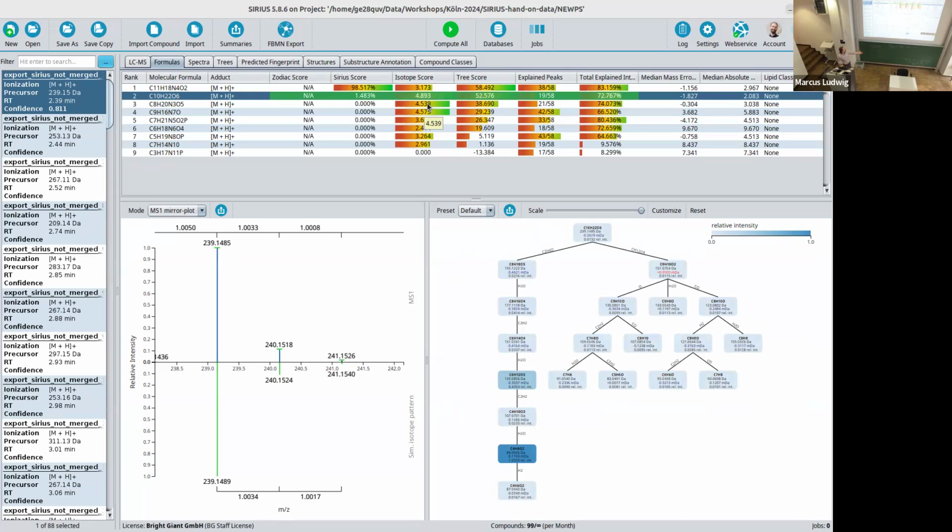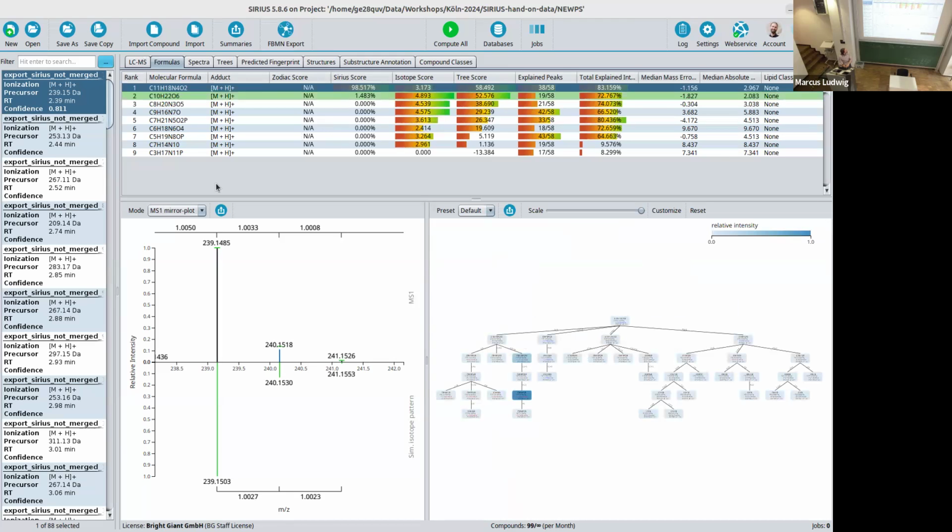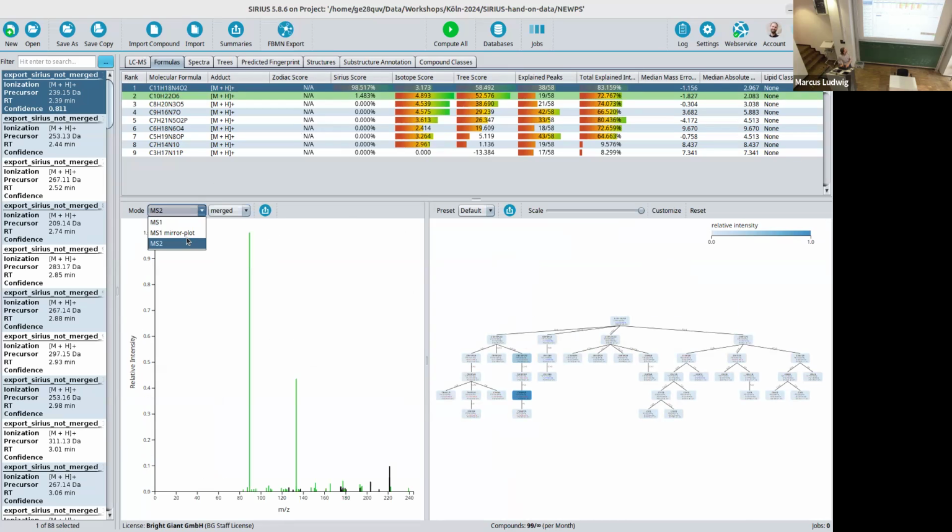But if we consider also the MS2, the total score is better for that, because the isotope score is an MS1-only score. Now we also have the MS2 information in here. So this is our MS2 spectrum. And for that, we now computed these fragmentation trees for each molecular formula. Based on the resolution, you can't see it that well here.